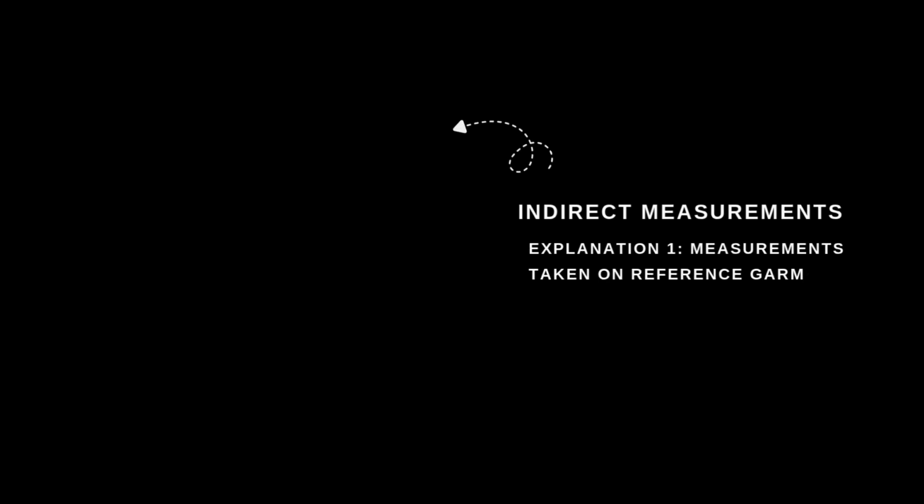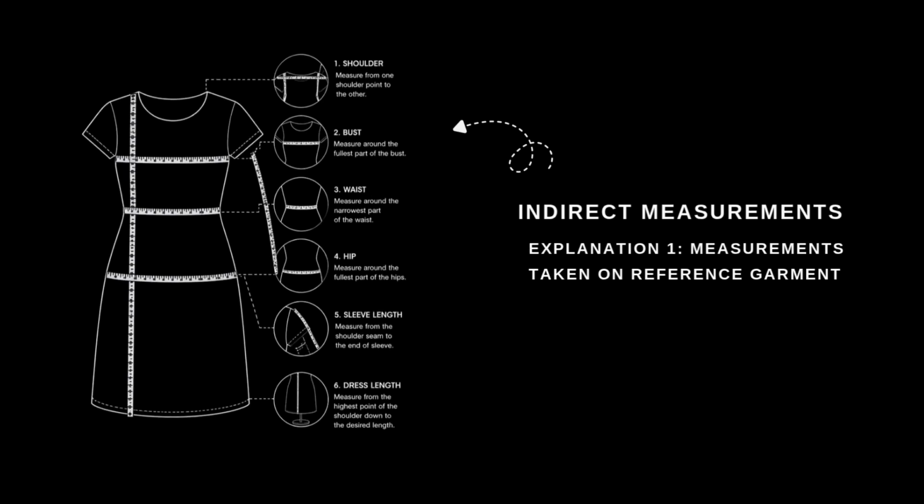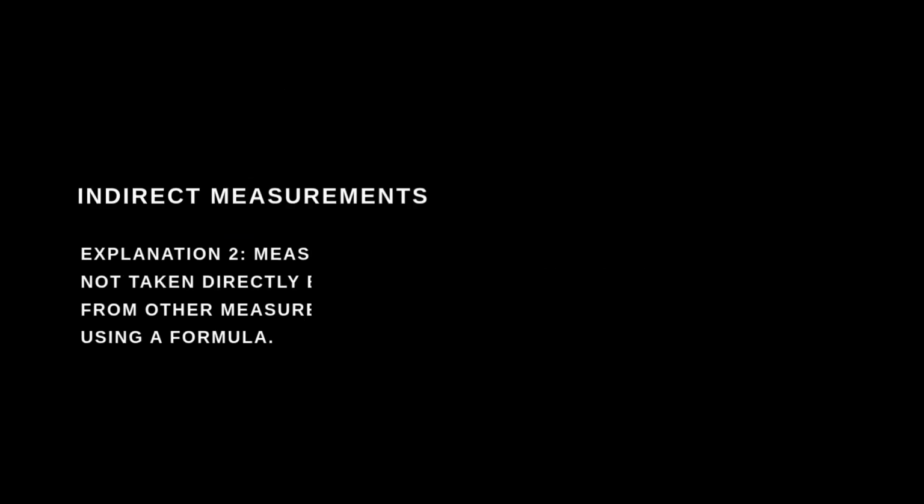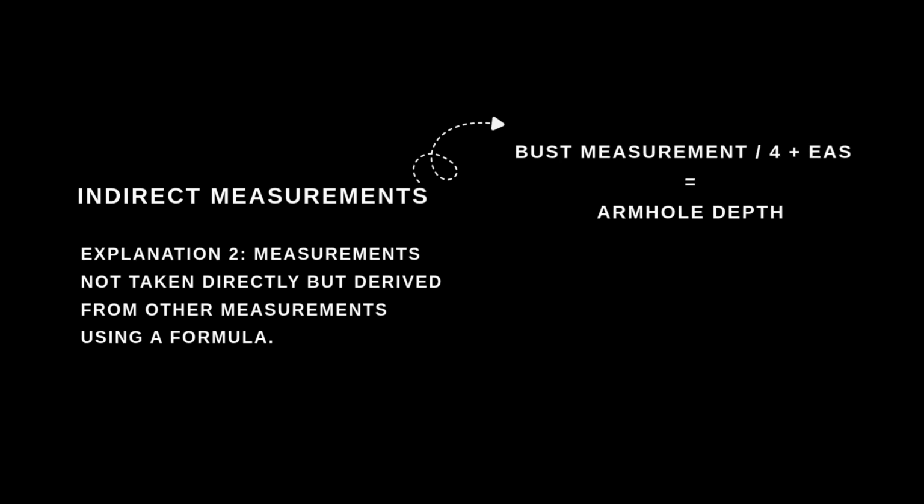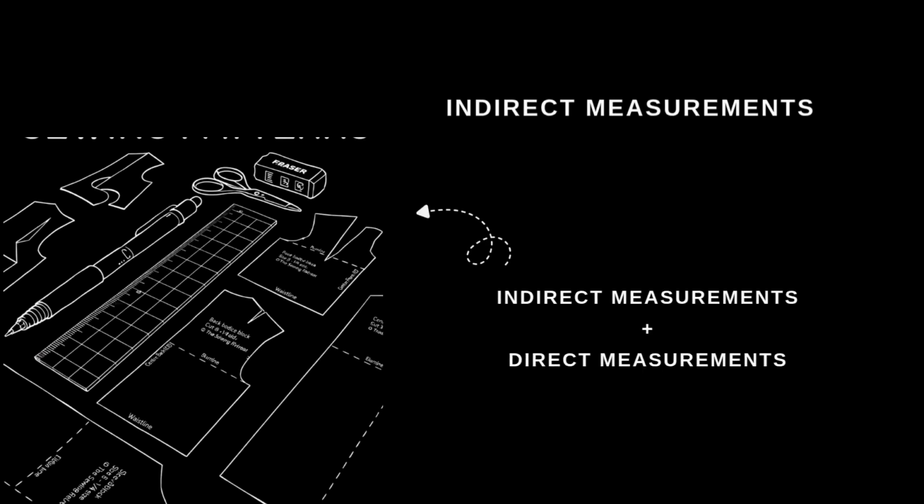The next classification is indirect measurement. The understanding of indirect measurements changes from region to region. For some, indirect measurements are those that we usually take on an existing garment or a reference garment. In some explanations, indirect measurements are those that are calculated using formulas. For example, bust measurement divided by 4 plus ease gives you a perfect armhole depth. So we can call such measurements indirect measurements. These kinds of measurements are mainly used during pattern drafting along with the direct measurements.